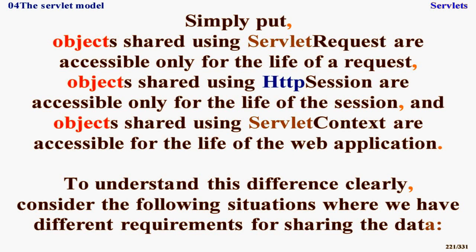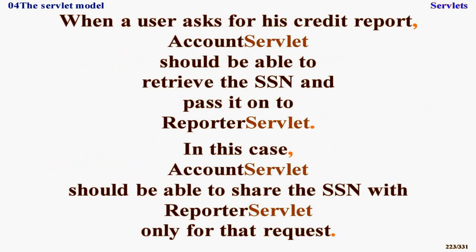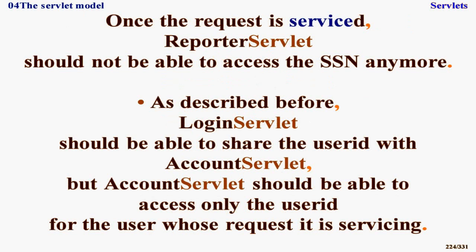To understand this difference clearly, consider the following situations where we have different requirements for sharing the data. The banking application that we described earlier needs to provide credit reports for the users. So, we add a reporter servlet which, given a social security number (SSN), can generate a credit report for any user. When a user asks for his credit report, account servlet should be able to retrieve the SSN and pass it on to reporter servlet. In this case, account servlet should be able to share the SSN with reporter servlet only for that request. Once the request is serviced, reporter servlet should not be able to access the SSN anymore.